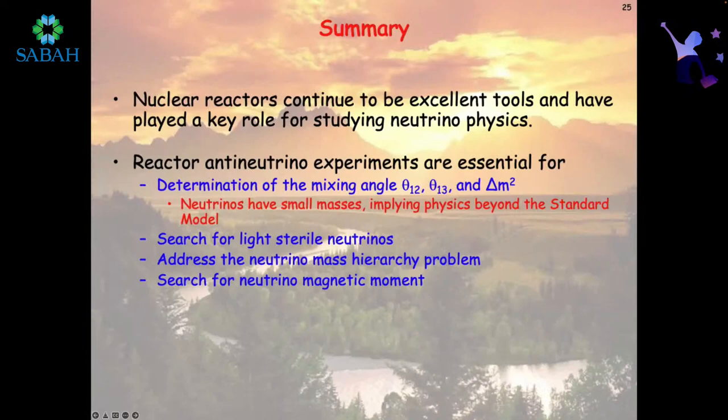So to wrap it up, you can see nuclear reactors are very powerful tools for studying neutrino physics, because they can generate a huge number of anti-neutrinos for the experiment. Using nuclear reactors, we can learn quite a bit about the neutrinos. And I'm sure in the future there will be more experiments done using nuclear reactors for exploring the properties of neutrinos.